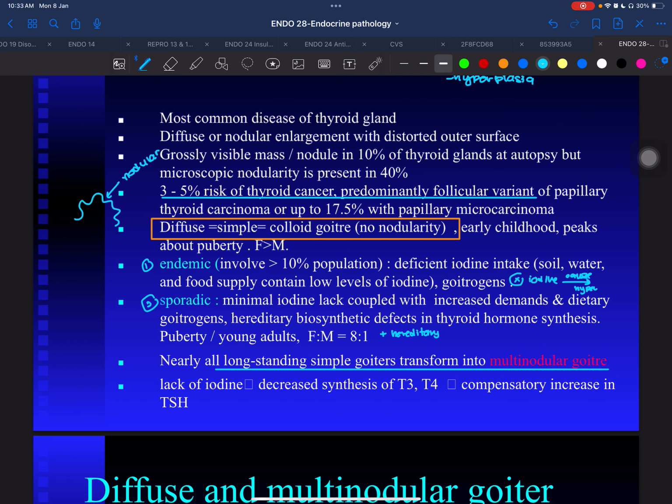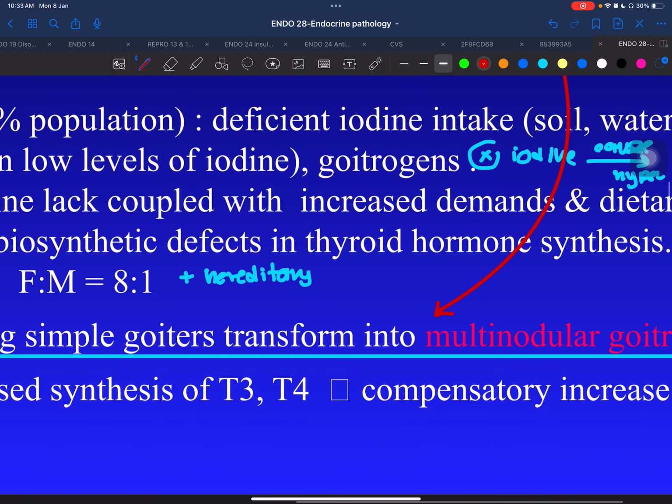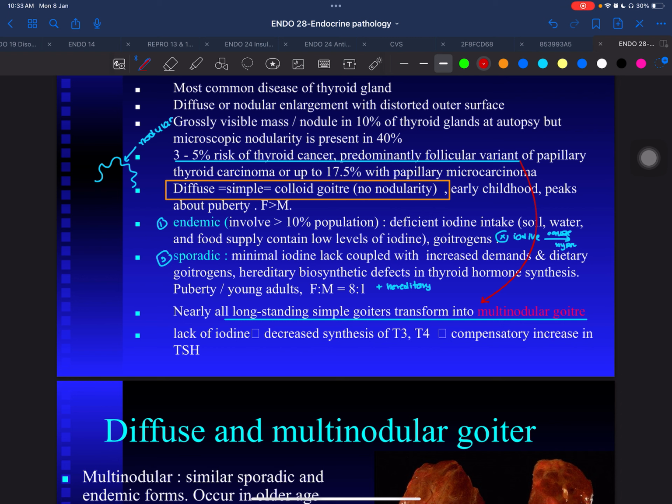Okay, nearly all long-standing simple goiters may transform into multinodular goiter. At first it's just one, and then it becomes multiple nodules, that is multinodular. So what happens when you have lack of iodine? You can't synthesize T3 and T4. So your TSH will be increased. That's a compensatory mechanism. Okay.